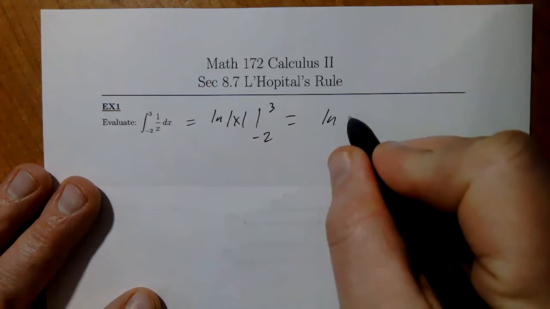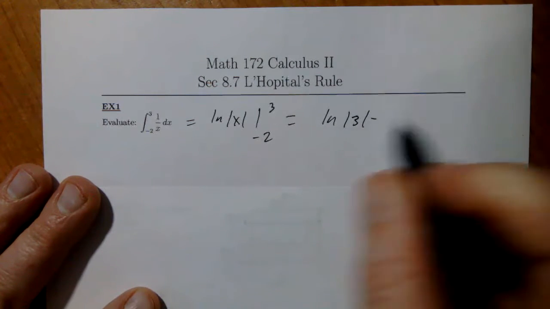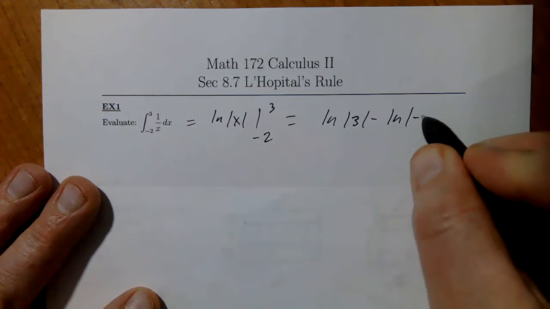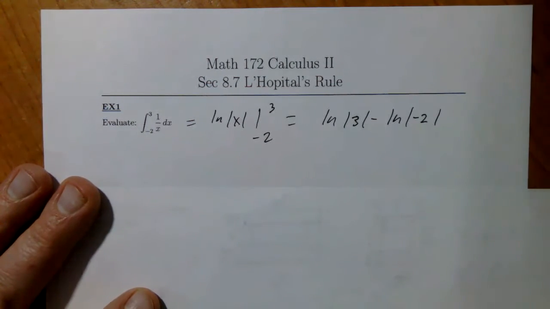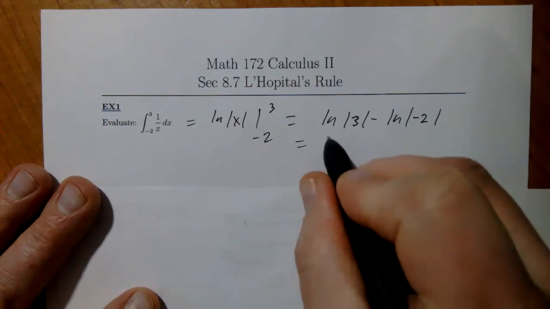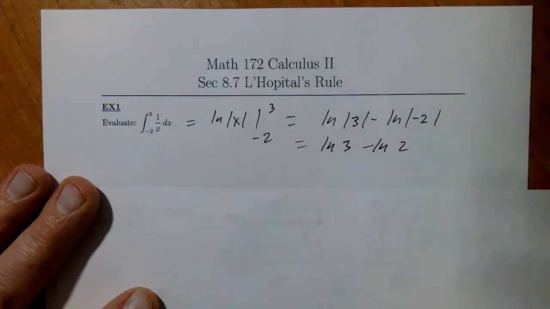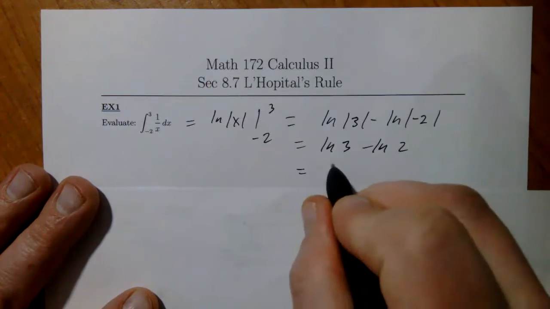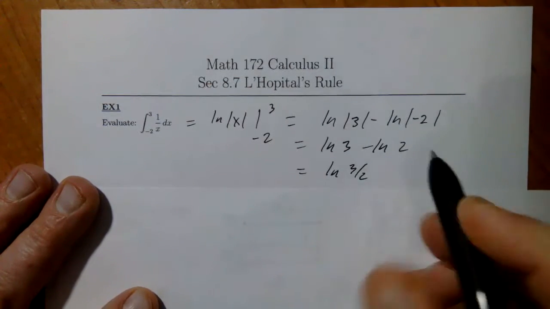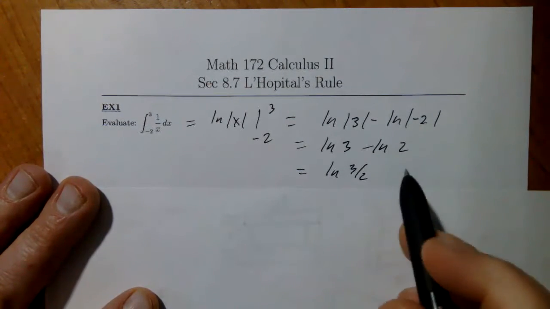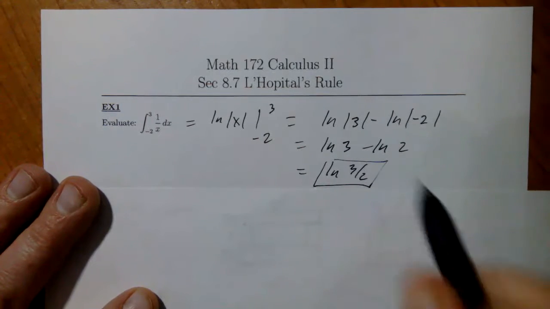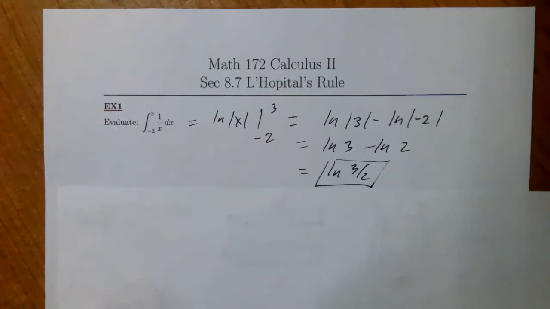So we're talking about the natural log of the absolute value of 3, minus, then plug in the lower bound, right? You've got the natural log of the absolute value of negative 2. Absolute value of 3 is 3. Absolute value of negative 2 is 2. And you could leave it like that. And heck, if you wanted to, you could even think of this as the natural log of 3/2, right? Since you're dividing logs, you can put it into one log where you're subtracting, and there you go. There's your answer. Seems pretty straightforward, right?